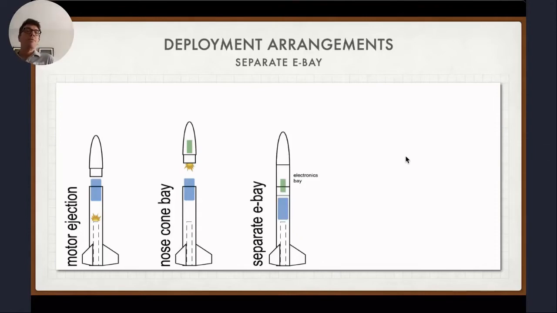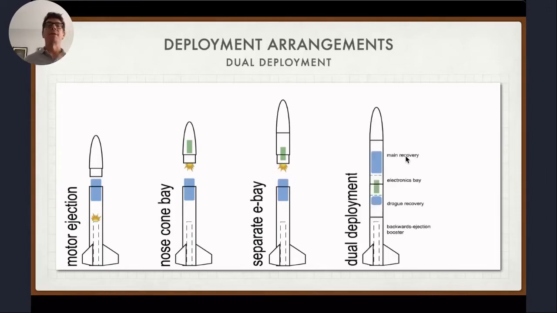Now, another common arrangement is a separate electronics bay. Here we have a section of the rocket that is dedicated just to the electronics, and it may or may not be part of the nose cone area. So again, it opens up the rocket, there's a single bay. All these are sort of variations of the same way to open the rocket. The second two are different ways to place electronics. The first one is the well-known motor ejection.